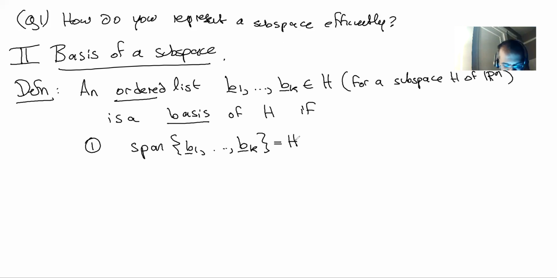That's something we've already seen, right? Spans of vectors are always subspaces, and a basis is a way of writing that subspace as a span of a set of vectors. But the second property is related to its efficiency: these vectors must be linearly independent.